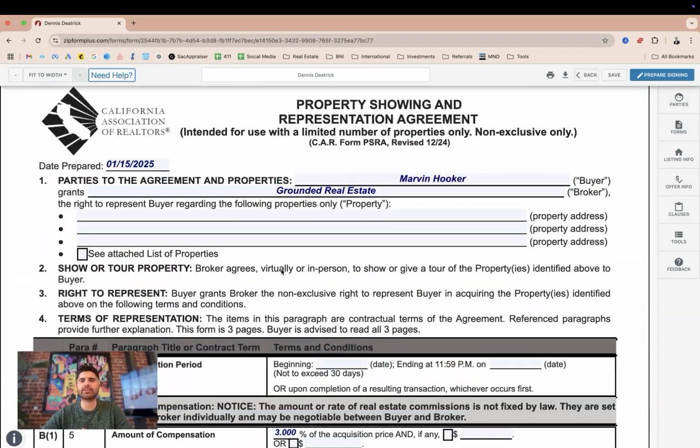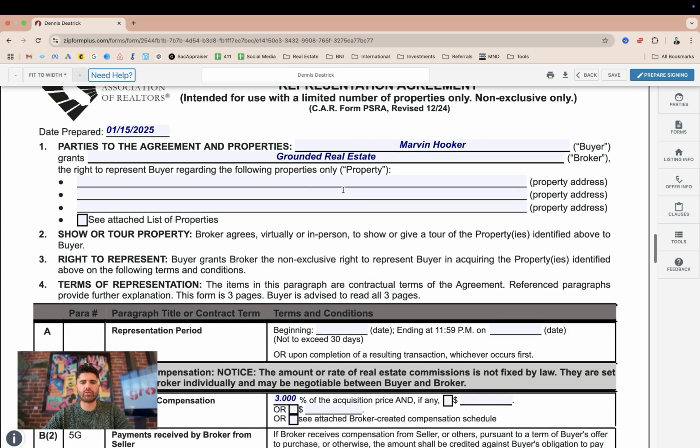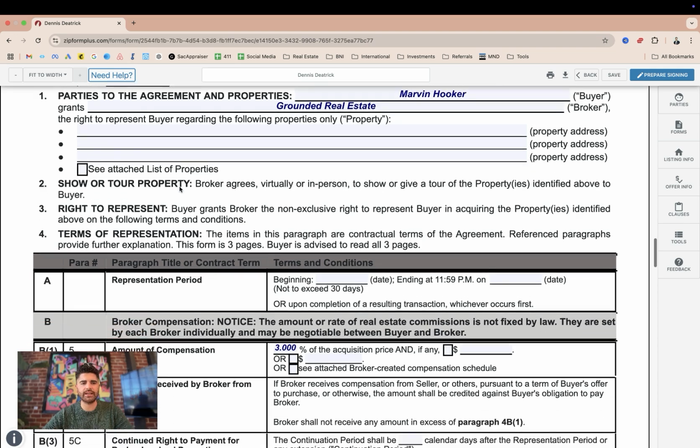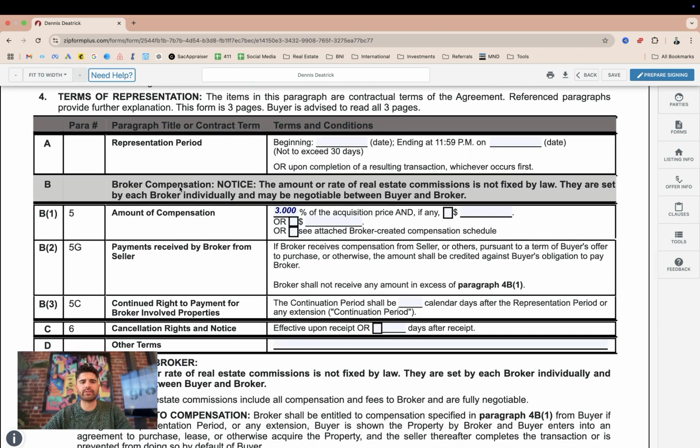And then the next page is the actual property showing and representation agreement. So here it'll have the date that it's prepared, your name. Again, I have myself as a placeholder, the brokerage that I work for, the property or properties that we're planning to look at for the day. And then we get into kind of the meat and potatoes. This is what I call the grid.